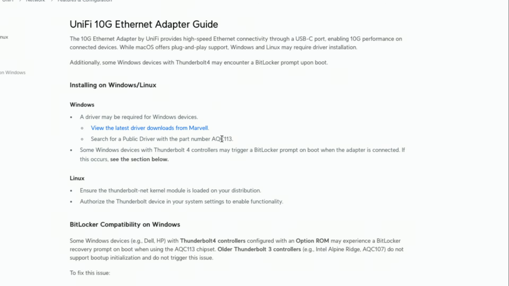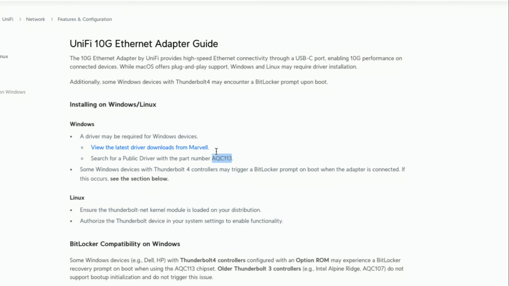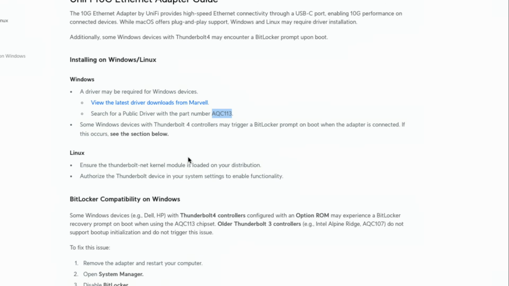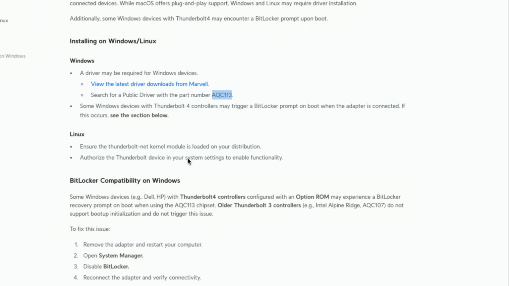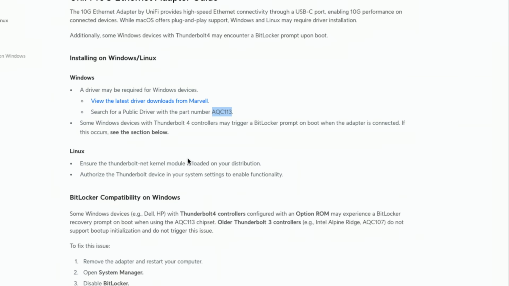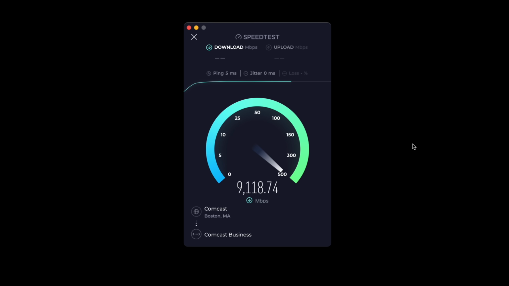This does use the Marvell Aquantia chipset again, the AQC-113. This is what all of these devices have been running with. What I like about Unifi's approach here though is they give you a direct link to download the drivers from Marvell versus that very shady company we were looking at in my prior reviews. So I was very pleased to see some good support here and decent performance. Why don't we take a look at what I was running on it a little bit earlier.